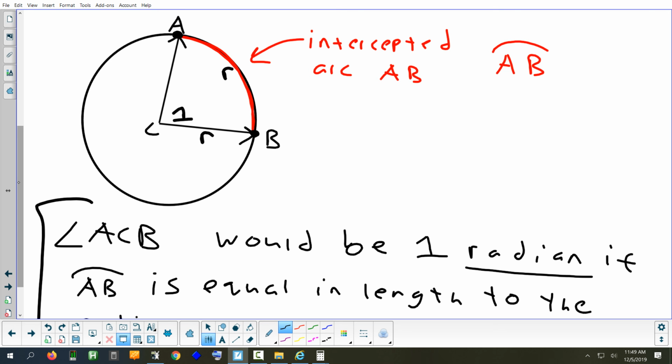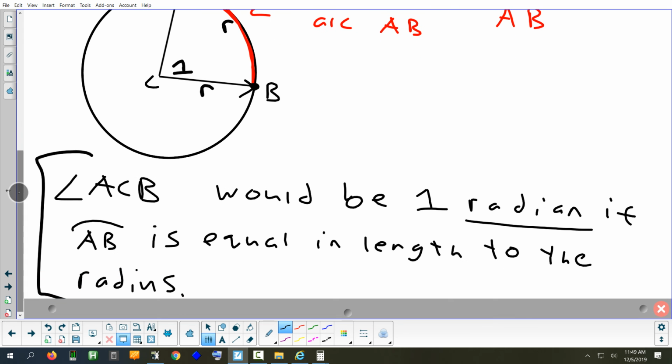If the arc is smaller than the radius, then your angle is smaller than 1 radian. If your arc is bigger than the radius, then your angle is bigger than 1 radian. But if they're the same, then you have exactly 1 radian.